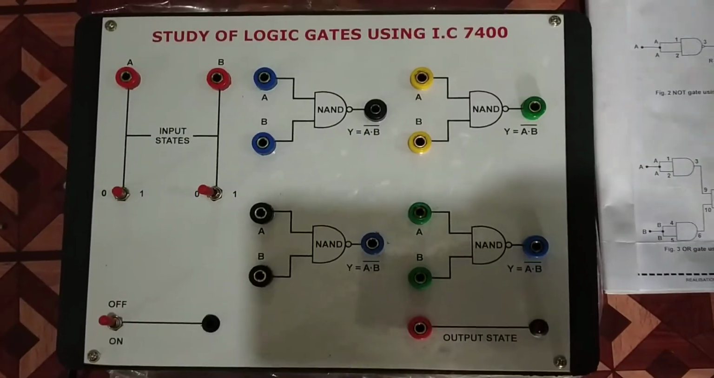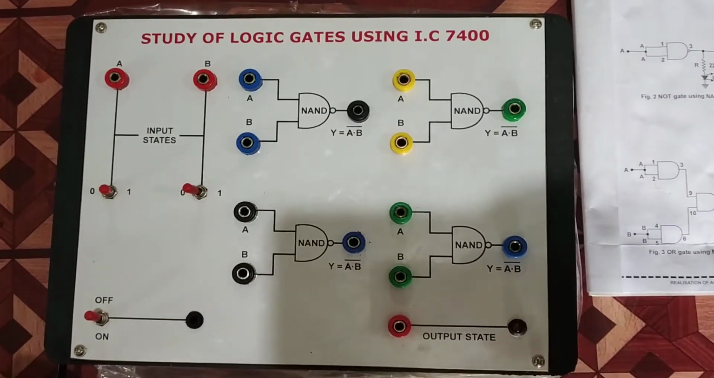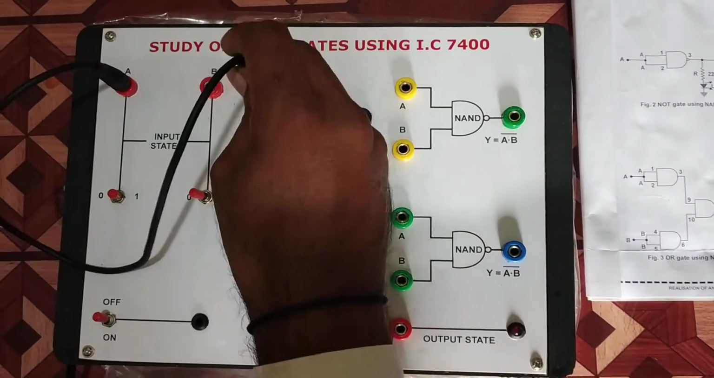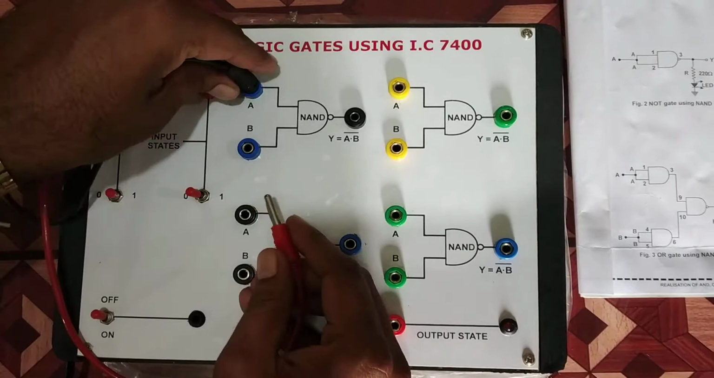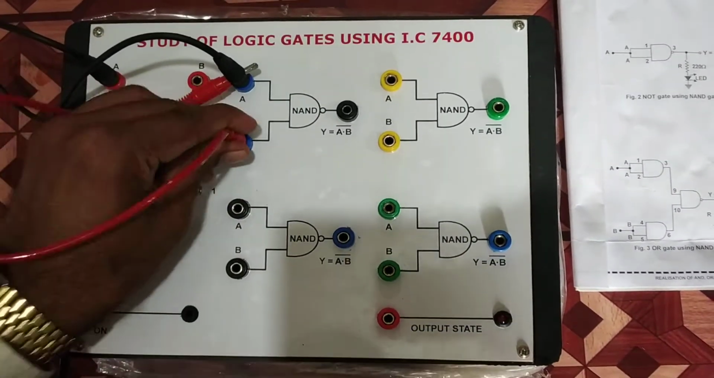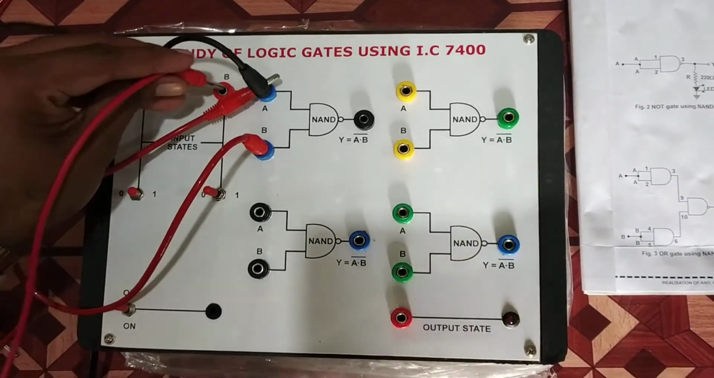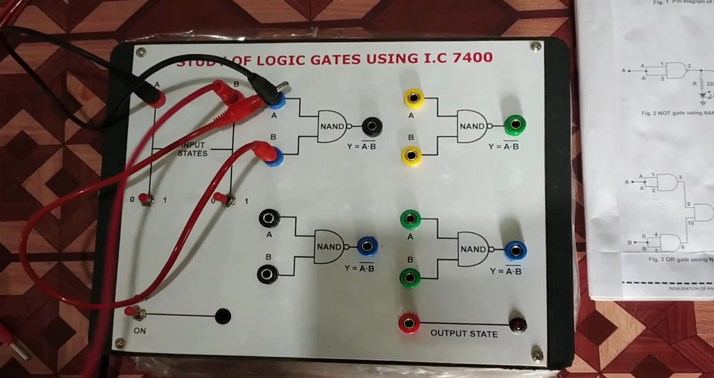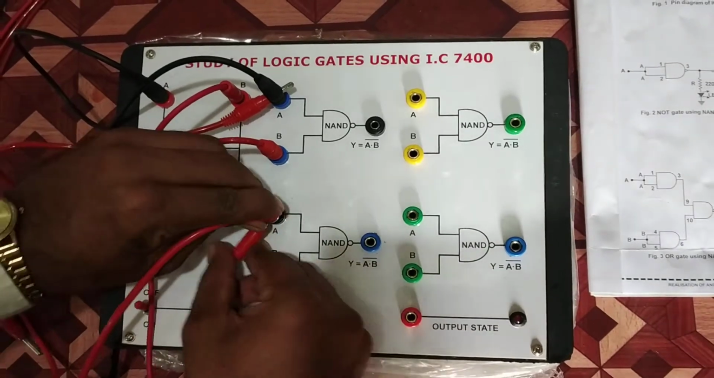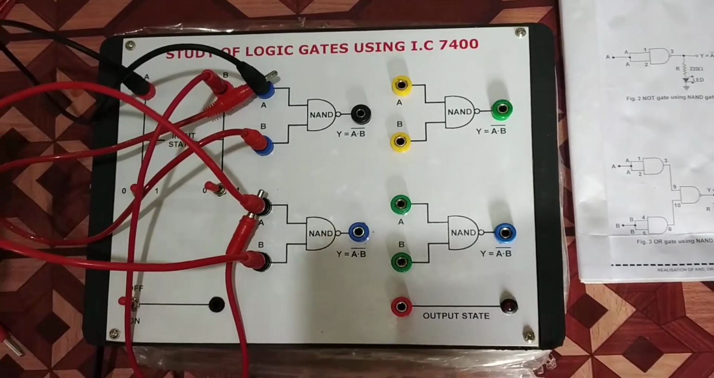Now you have to verify the truth table for the OR gate using the NAND gate. Here you have to connect input A to a NAND gate's input, and connect that NAND gate's input to its other input. Then input B is connected to another NAND gate's input, and connect that input to the other input of that NAND gate.